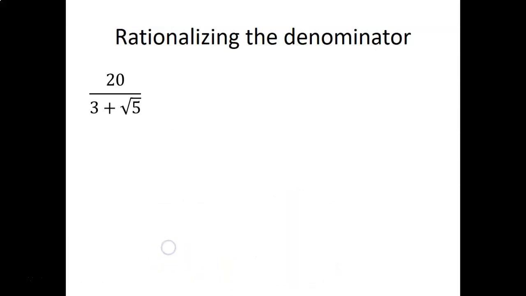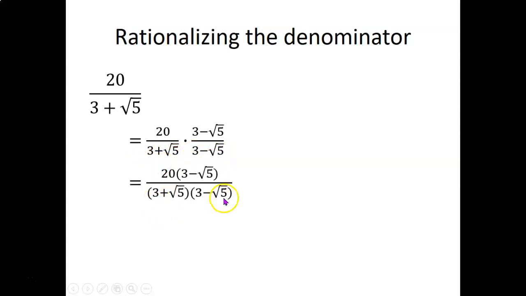The trick is, what we want to multiply by is the conjugate, 3 minus the square root of 5. Because now when we multiply things out on the bottom, we get 3 squared minus the square root of 5 squared, and everything else cancels out, so that would just be 9 minus 5, or 4.